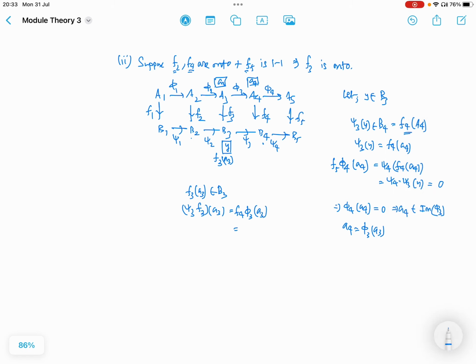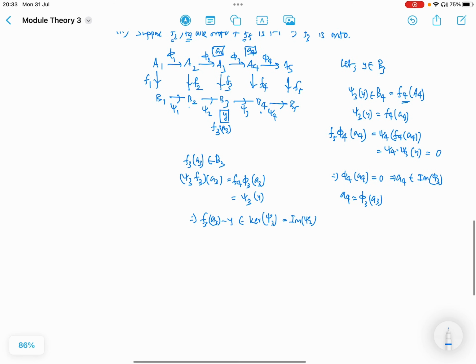But this is A4, and F4 was psi 3 of Y, right? So now you can easily see this minus this belongs to the kernel of psi 3. That is the same as the image of psi 2. And so we are almost there. So we can lift it to some small b2 under this map psi 2. Now we are here.